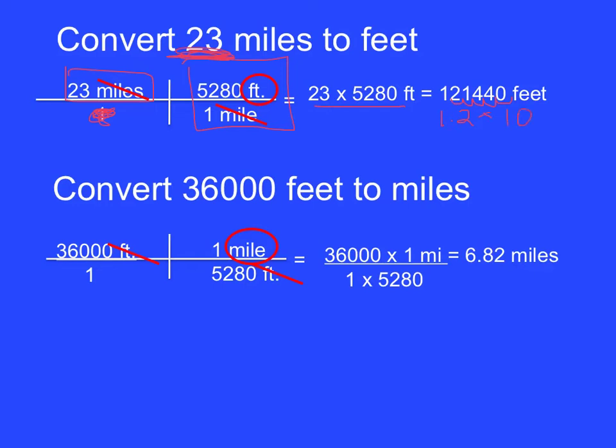So it'll be 1.2 times 10 to the 5 feet for the appropriately stated answer. All right, second example. Convert 36,000 feet to miles. Again, ignore that. We're going to start with the given information, 36,000 feet. We have a conversion factor because 1 mile is equivalent to 5,280 feet. Multiply across the top. Divide across the bottom.